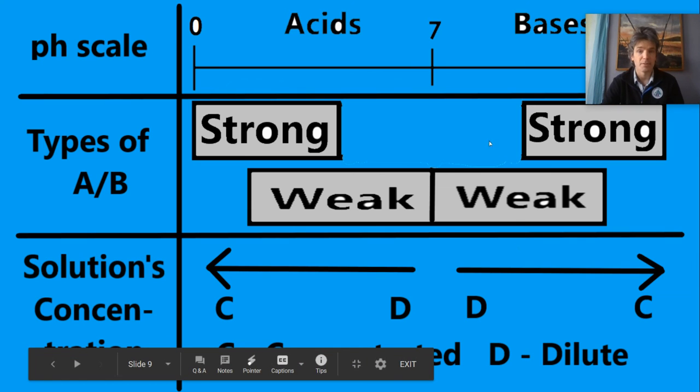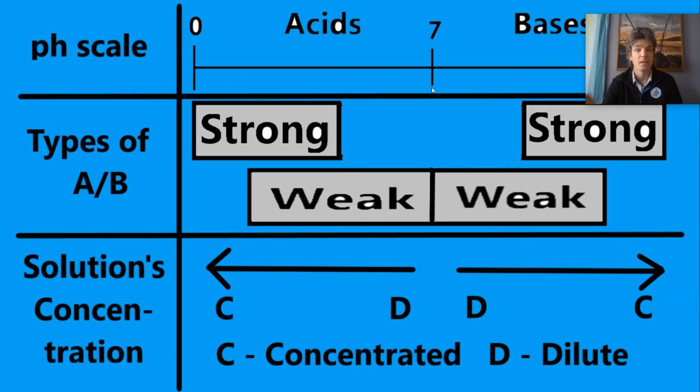One thing, if it's got a pH of 7, it doesn't mean there's no solute. It doesn't mean the solution doesn't have a concentration. It just means it's not an acidic or basic solute.